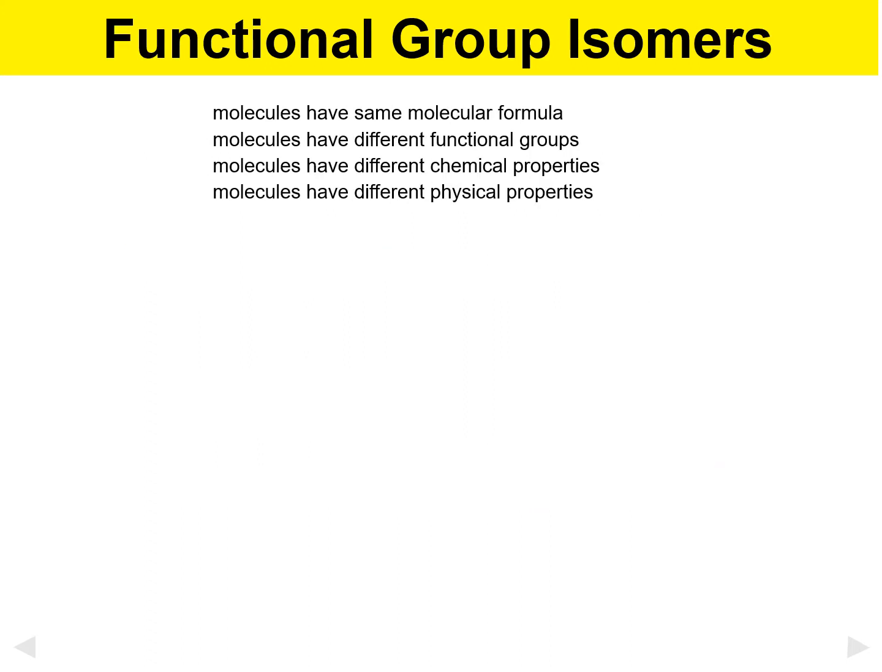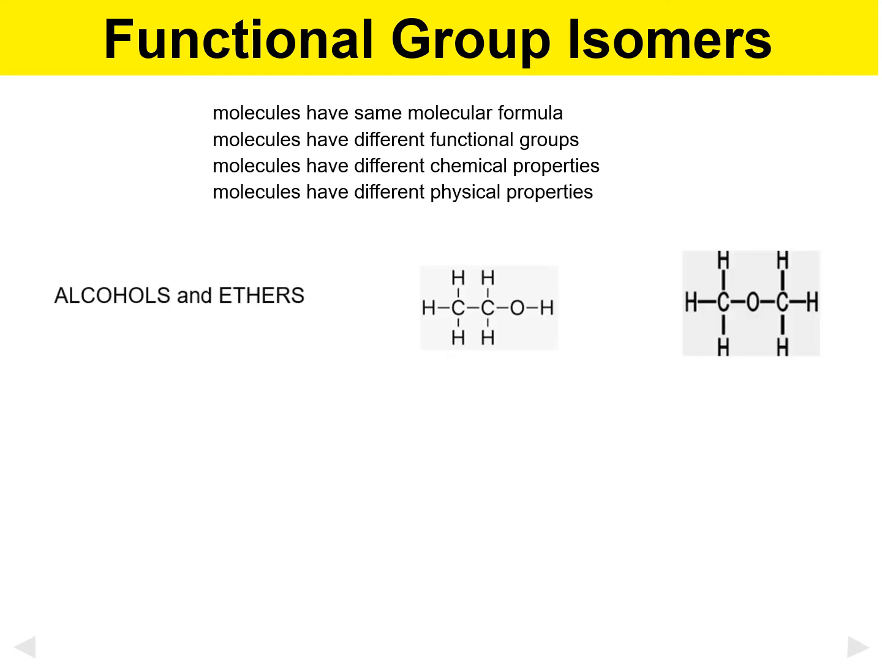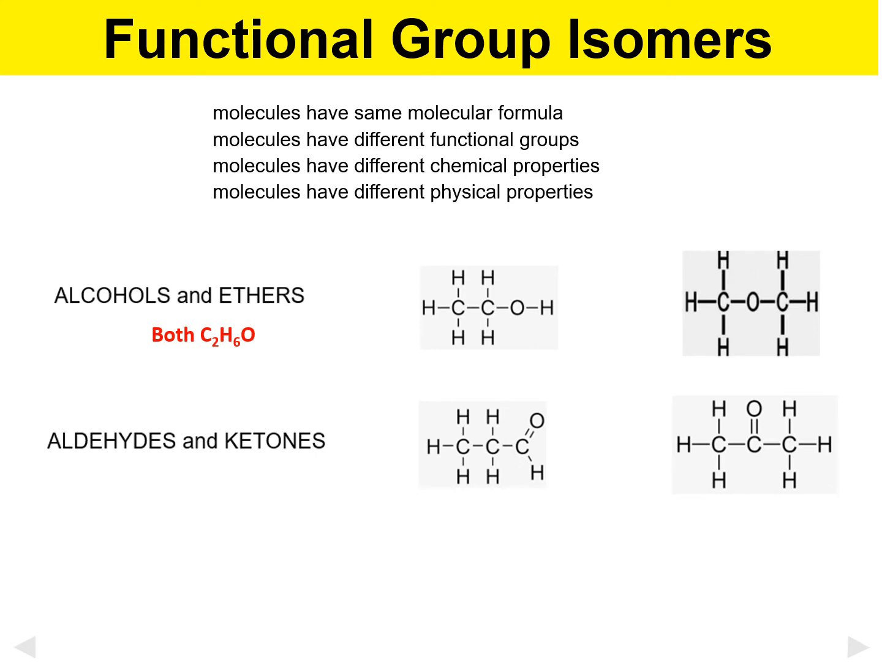The third type of structural isomer we're going to meet are called functional group isomers. For example, ethanol and methoxymethane both have the same molecular formula, but they have different functional groups. The next example is one we will see at AS level. We have here aldehydes and ketones. In this case, both have the molecular formula C3H6O, but they are different functional groups.